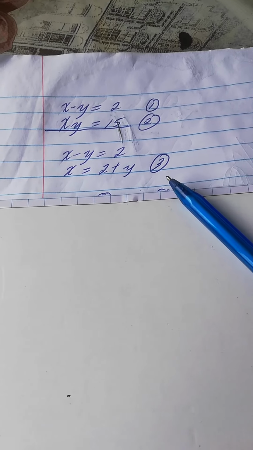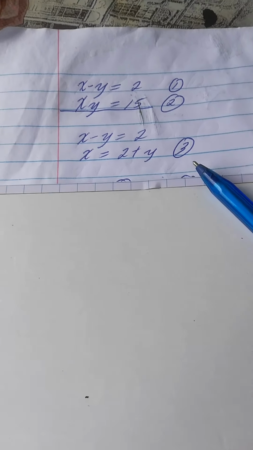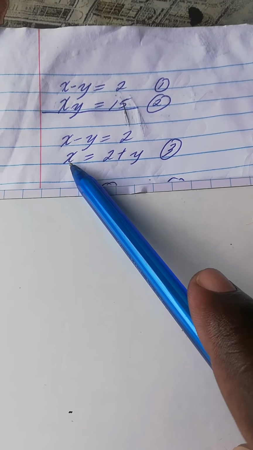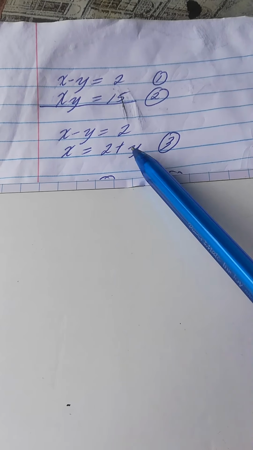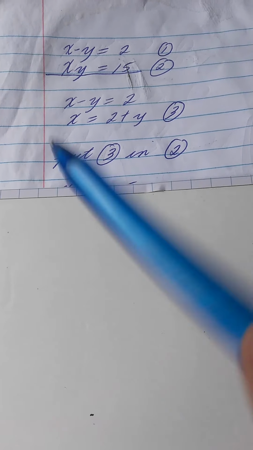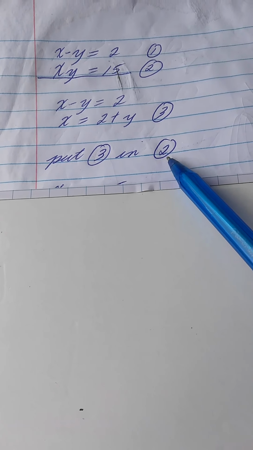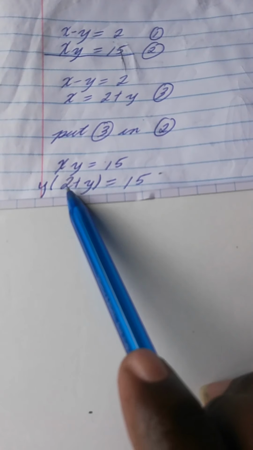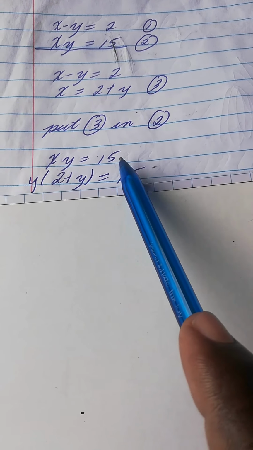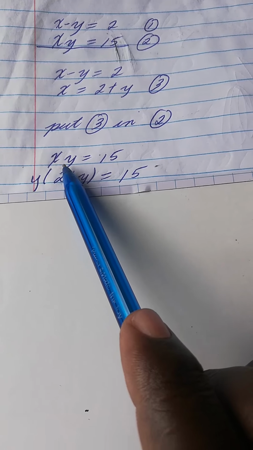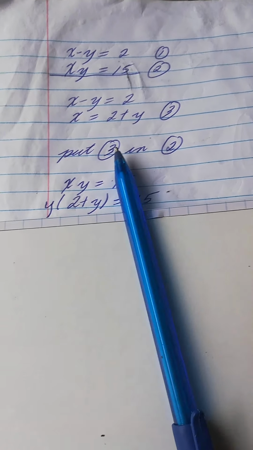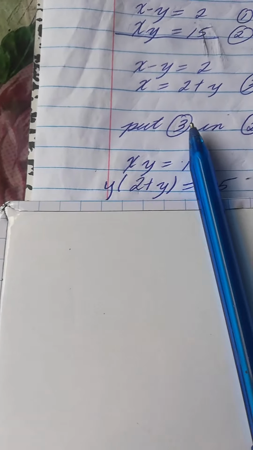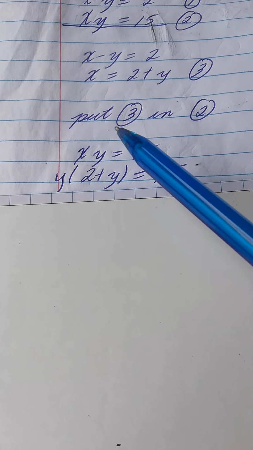Next, we're going to take the third equation and put it into the second one. Anywhere we see x here, we're not going to put x, we're going to put 2 plus y. Remember, if you put an equation back into itself, you're going to get 0. So the equation was xy equals 15. We took out the x, and we're going to change it for 2 plus y.